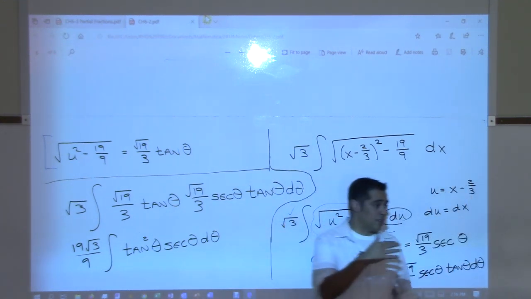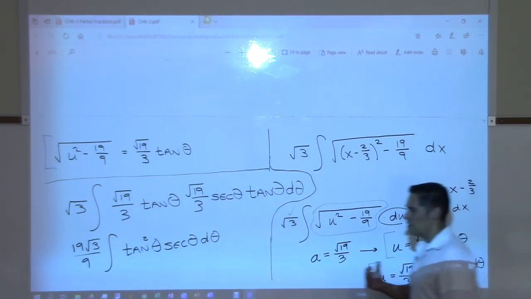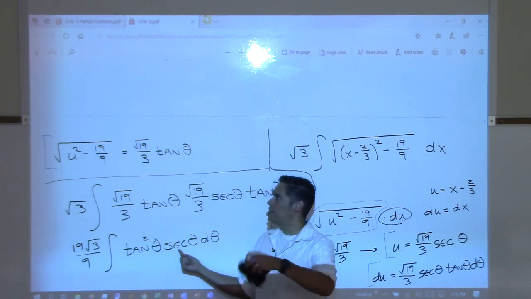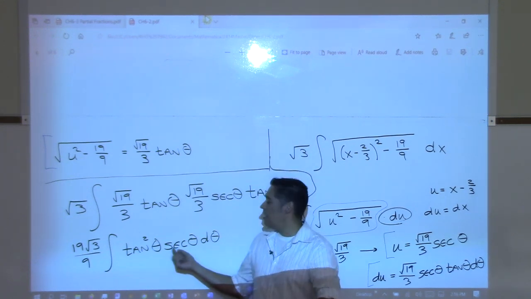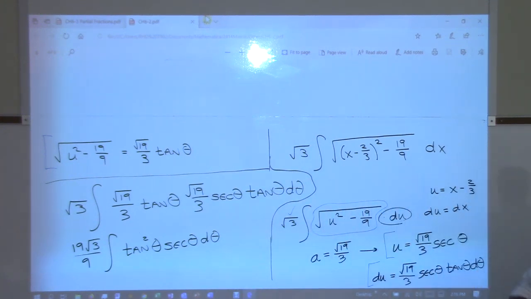I'm hoping for a basic u-substitution here, right? If I let u be tangent, then the derivative of tangent is secant squared, but I don't have secant squared. If I let u be secant, the derivative of secant is secant tangent. I've got tangents, but I don't have any more secants. So we're going to have to write them in terms of something else. You could go sine and cosine, yes?